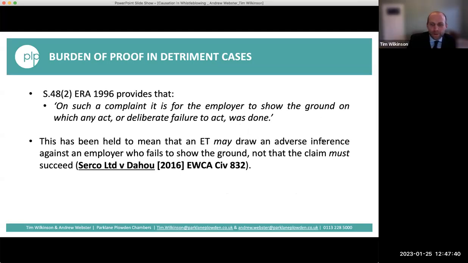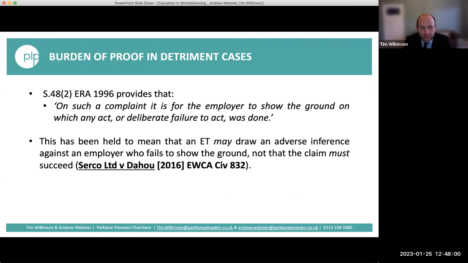Thanks, Andrew. So how does an employment tribunal approach causation in whistleblowing cases? The burden of proof can be particularly important, I think, in these sorts of cases. I'm going to deal with detriment and then dismissal. Looking at detriment, you can see it set out there, Section 48(2).